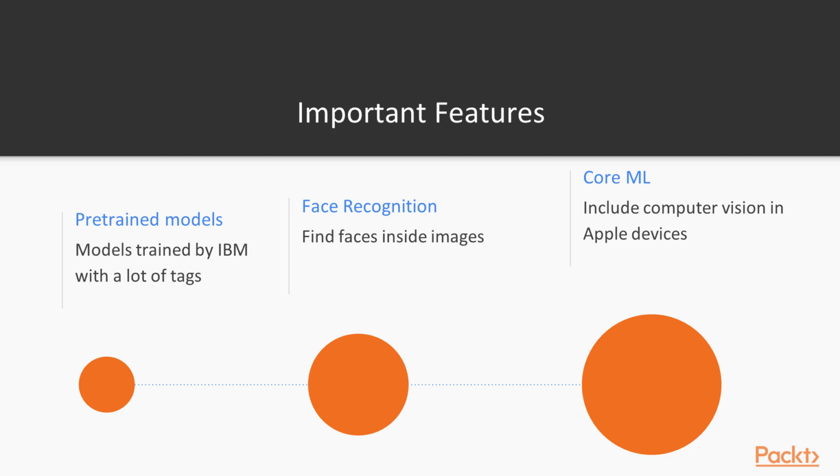And the third one, that is a very recent development, is the possibility that the service gives you of including computer vision inside Apple devices using the characteristics provided by the Apple Core ML technology. So for example, you can train your models and deploy them inside iPhones or maybe other Apple devices and take all the Watson power inside all these devices. So it's very interesting if you are in the field of mobile applications. So this is a high level overview of the characteristics that you have in the Watson Visual Recognition service.